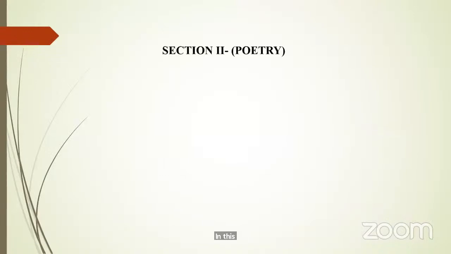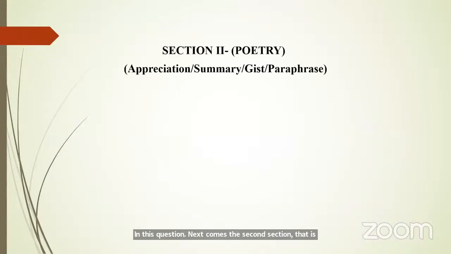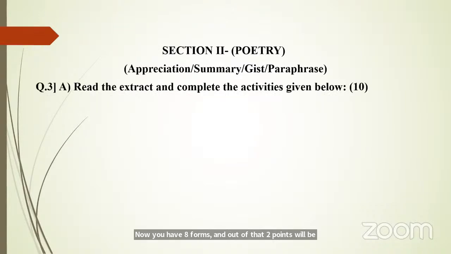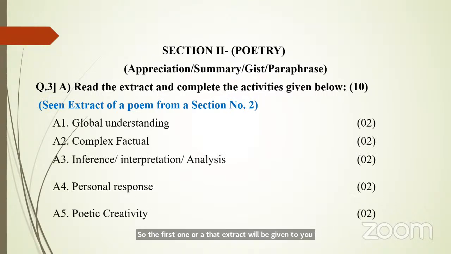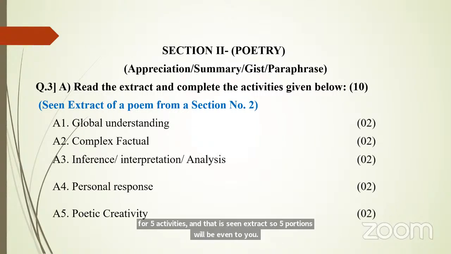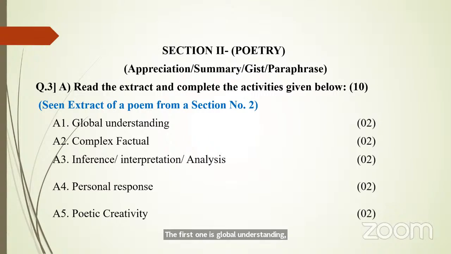Next comes the second section, that is poetry. Now you have 8 poems, and out of that 2 poems will be there, one for the appreciation and one for the activity. So the first one, third A, that extract will be given to you for 5 activities, and that is seen extract. So 5 questions will be given to you. The first one is global understanding, factual question will be there. You have to write the answers. Then second one will be complex factual, interpretive question will be there.